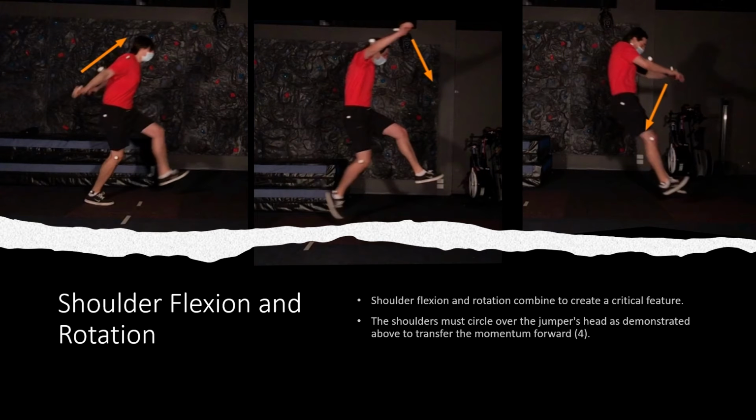After the takeoff, the generated momentum needs to be transferred forward. This is achieved through shoulder flexion and rotation. This is done by circling one's arms back over one's head and then back towards their hips from the front. This allows the momentum to be transferred forward to achieve more jumping distance. In this scenario, the jumper did this perfectly, and there is nothing to correct in this aspect.